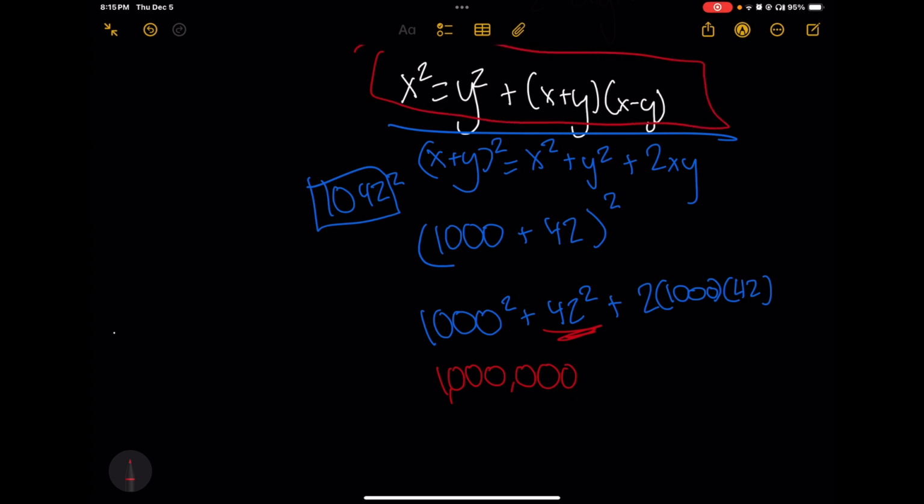So here's what I would say. Since 2 is our ones place, let's use that. So we'd have 42 squared equals 2 squared plus x plus y, which is going to be 44 times 40.